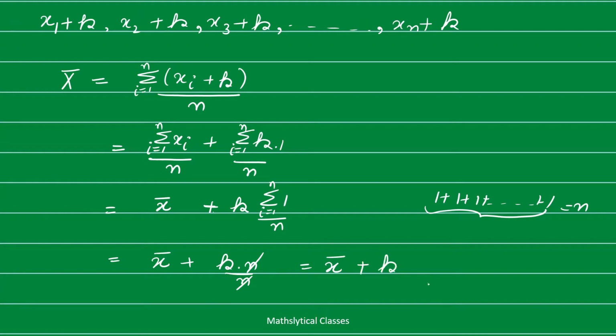So this is how the mean gets affected if we change the origin. You can either add a particular constant or subtract a particular constant. If instead of adding you subtract a constant k from all these values, then how will the mean be affected? The new mean will be the old mean minus k. So this is the first property.